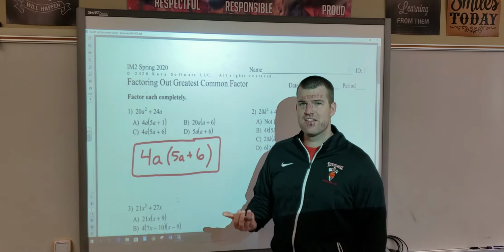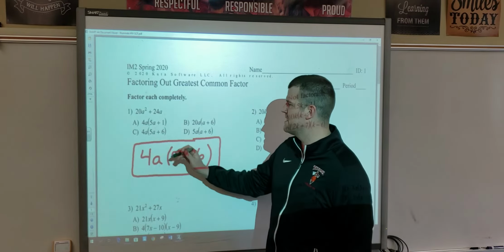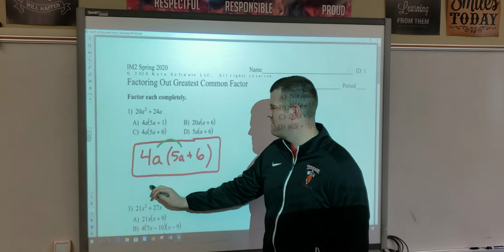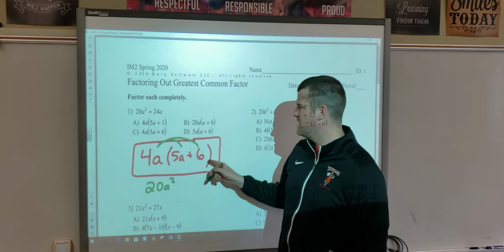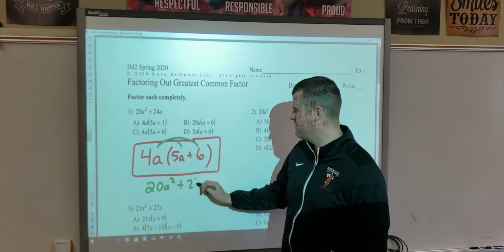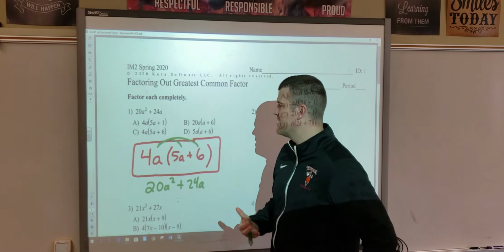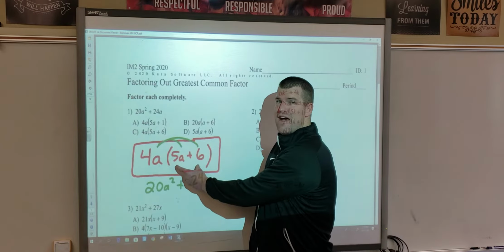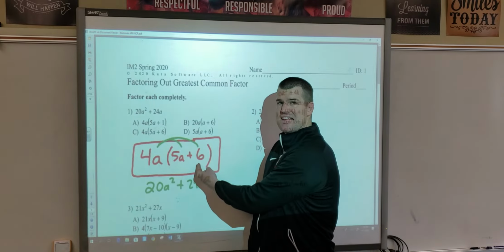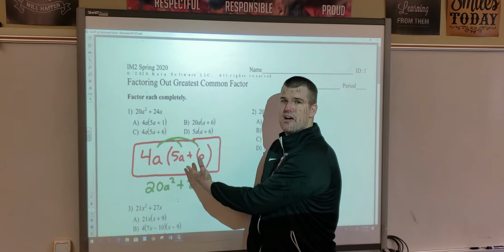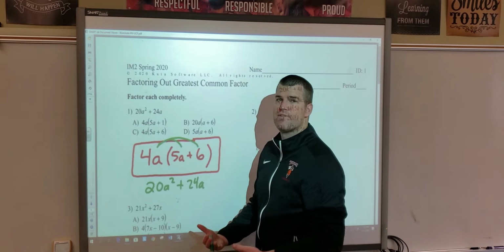And again, you can always double check by distributing your answer. So if I distribute this, 4a times 5a is 20a squared. 4a times 6 is positive 24a. And then another thing we should do when we double check our answer is make sure that there's no common factor in the parentheses. So when I look at 5a and positive 6, they don't have a common factor other than 1. So I know that the 4a was the greatest common factor.